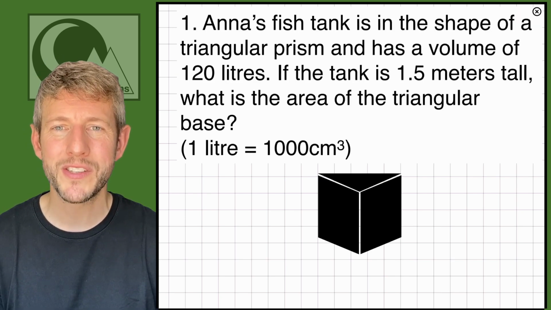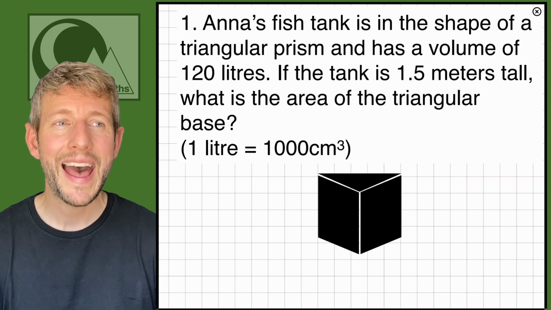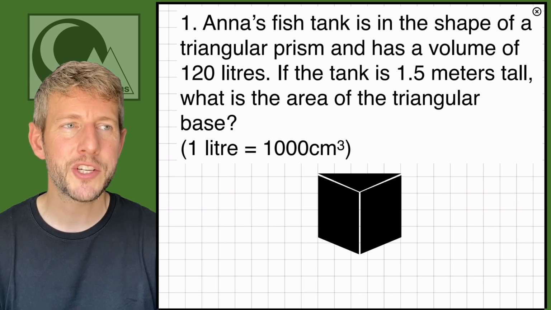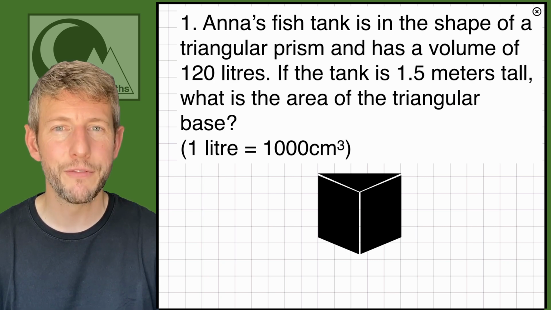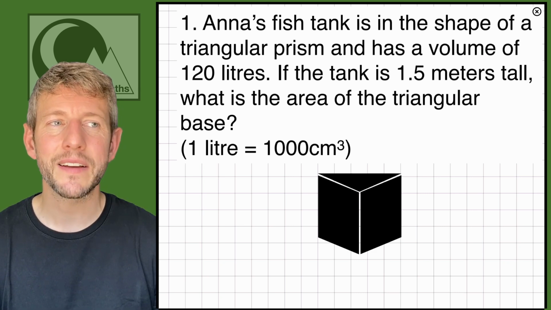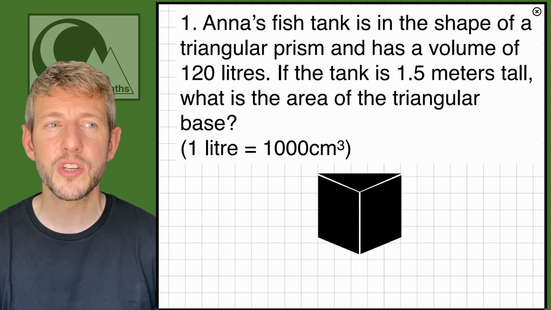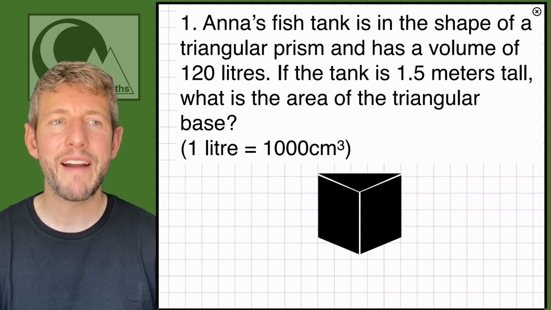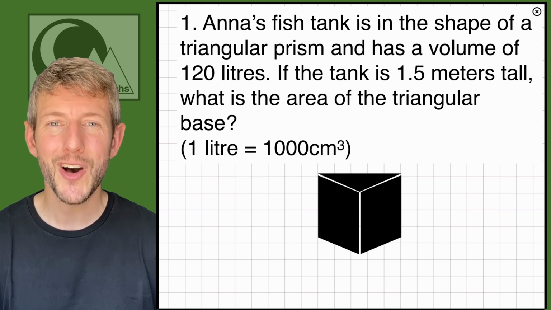We've got scenario question 1, and this reads, Anna's fish tank is in the shape of a triangular prism and has a volume of 120 litres. If the tank is 1.5 metres tall, what is the area of the triangular base?